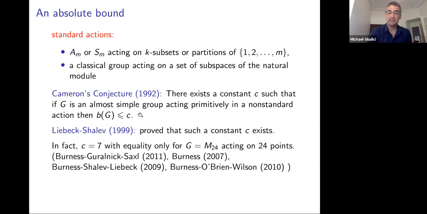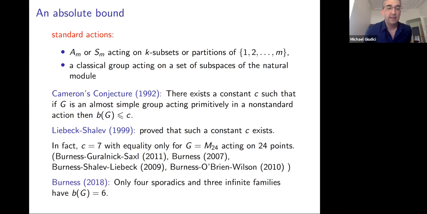So we do have this nice absolute upper bound on the size of the base for an almost simple group, as long as it's a non-standard action. Now, it turns out actually quite recently, Tim's pushed this a bit further and shown that actually, well, when can I have a base of size 6? Well, actually, there's only 3 infinite families and 4 sporadics. So that's quite nice.